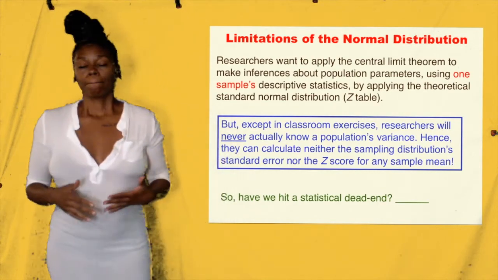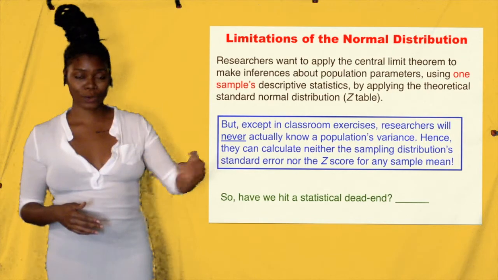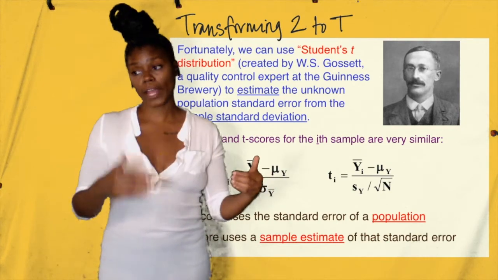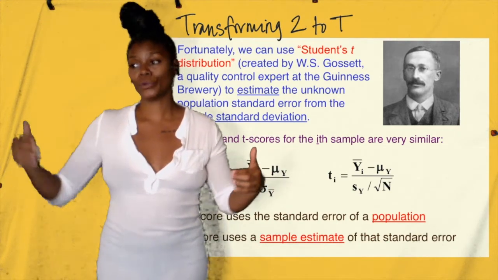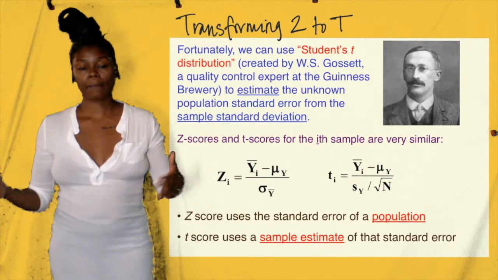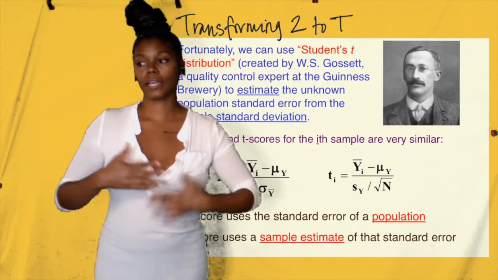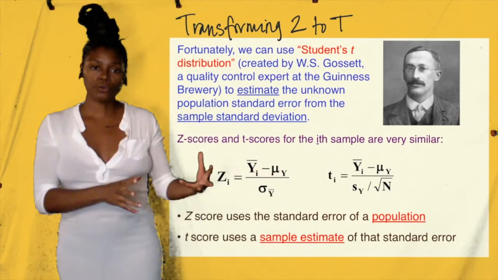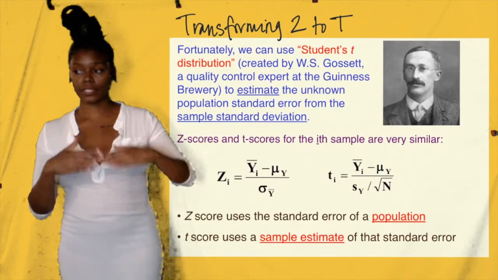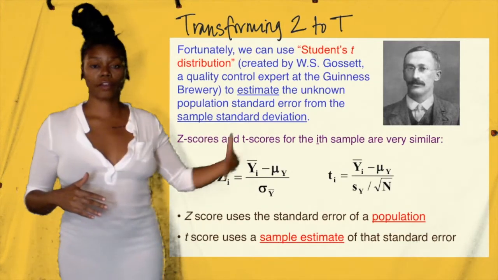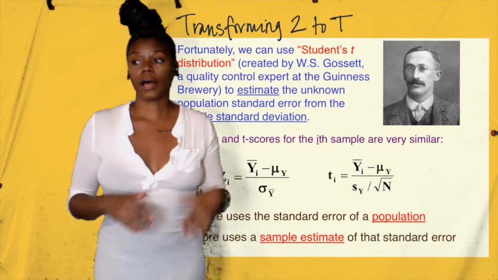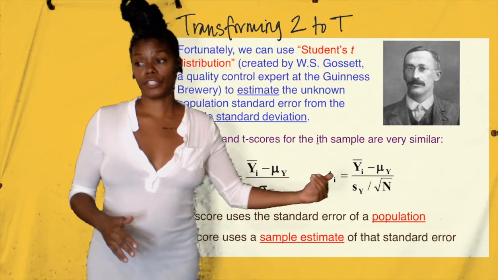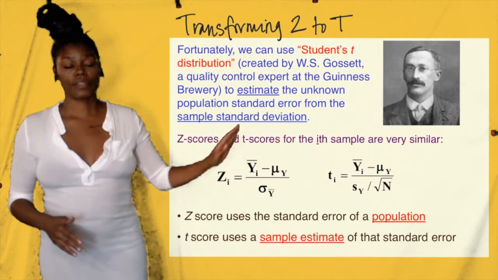So we use z-scores to test our hypotheses and transform them to t-scores as a part of that testing process. And when we transform z-scores to t-scores, we're moving from, in the denominator of the z-score equation, the standard error of the population, sigma y bar, to the sample estimate of the standard error, which is the standard deviation divided by the square root of n.